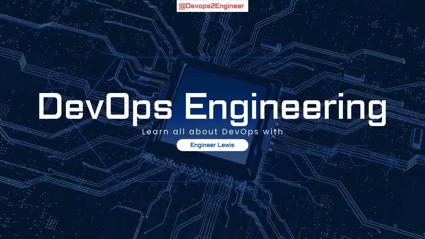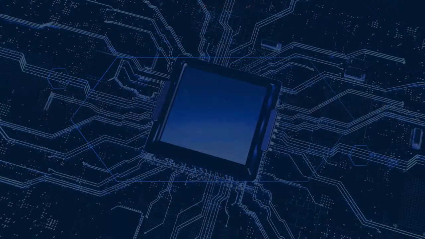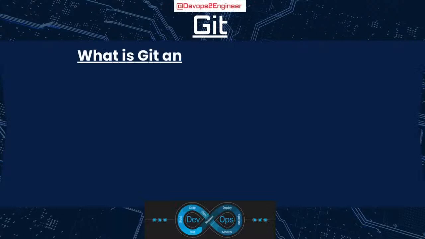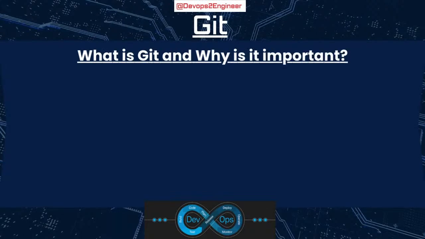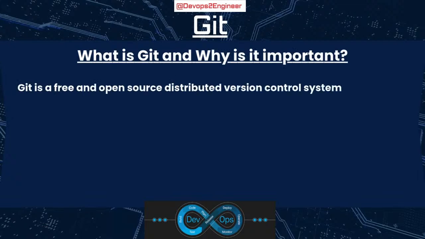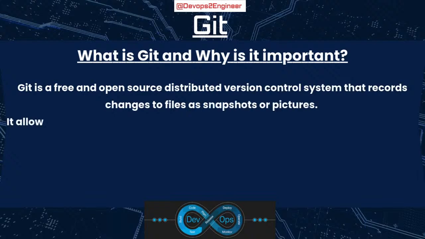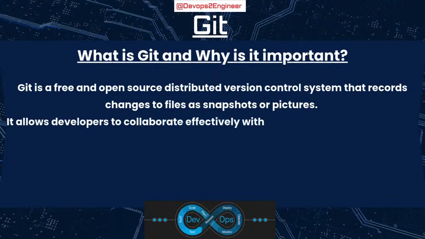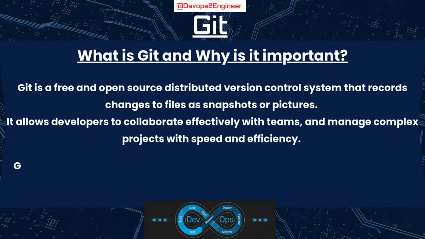In today's video, we're going to be learning all about Git. What is Git and why is it important? Git is a free open source distributed version control system that records changes to files as snapshots or pictures. It allows developers to collaborate effectively with teams and manage complex projects with speed and efficiency. Git is very good with data integrity.